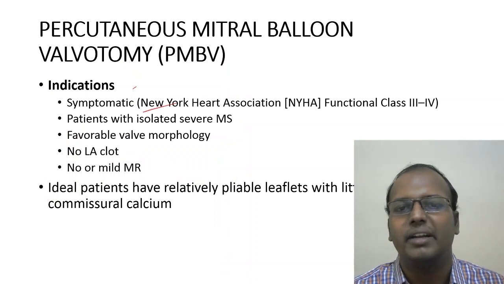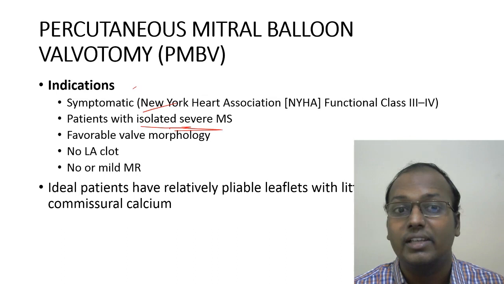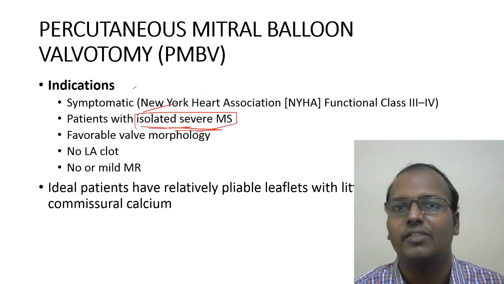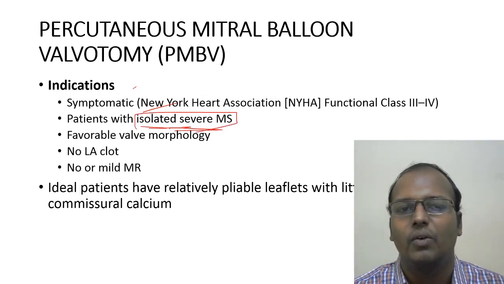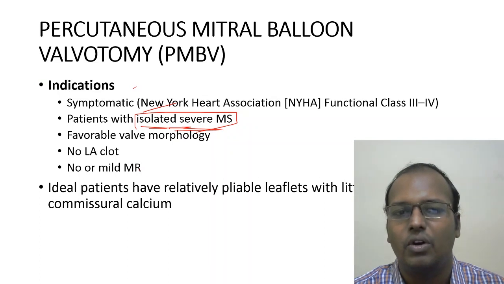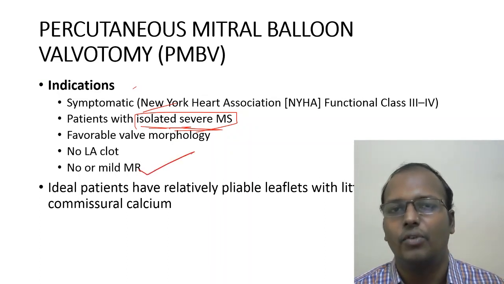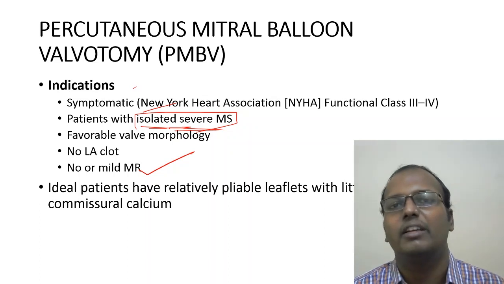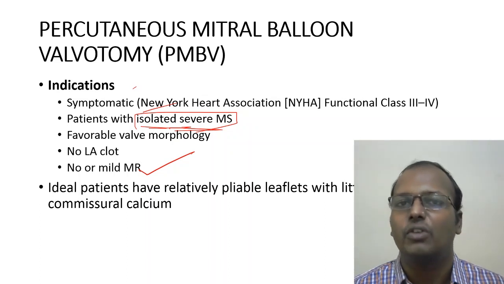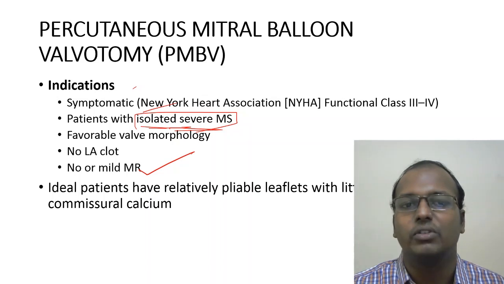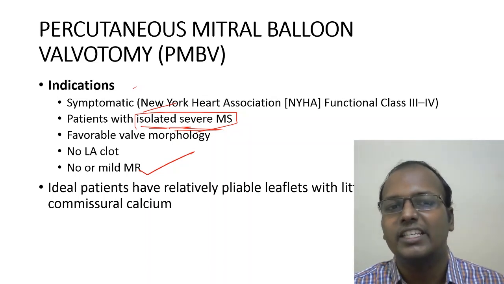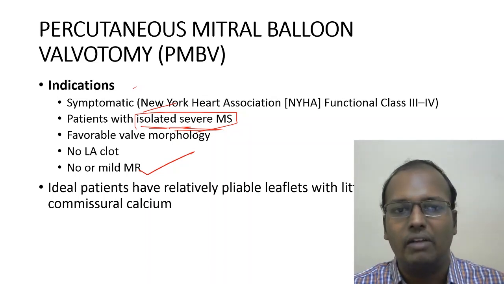So the indications are symptomatic patients with severe mitral stenosis, isolated severe MS. The very important point is isolated severe MS. No MR, or mild MR is also allowed. Whereas if the patient is already having moderate MR, then it is of no use. It will damage the valve and worsen the MR. So in that case, you are supposed to do only valve replacement. So these are the indications for mitral balloon valvotomy.